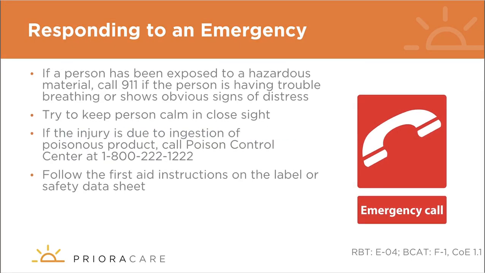Now let's go over some guidelines for how to respond to an emergency if it occurs. First, if a person has been exposed to a hazardous material, call 911 if the person is having trouble breathing or shows obvious signs of distress. Try to keep the person calm and in close sight. If the injury is due to ingestion of poisonous product, call the Poison Control Center at 1-800-222-1222. Also, follow the first aid instructions on the label or safety data sheet.